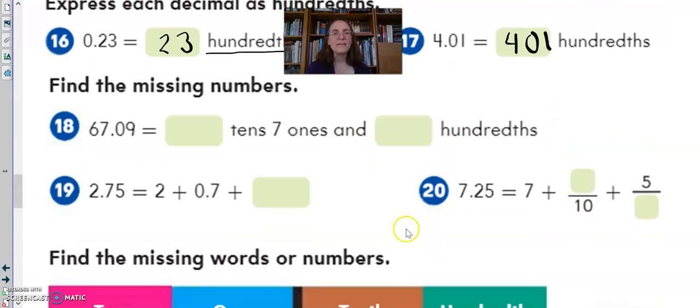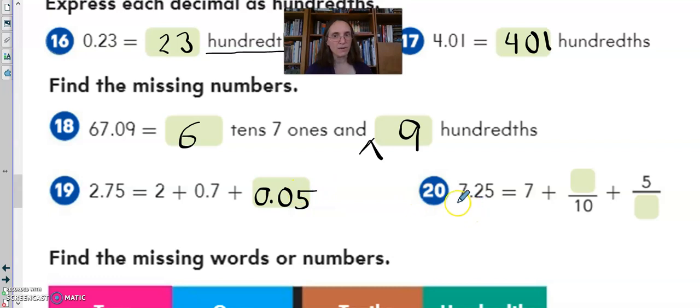Ooh, missing numbers here, breaking all these different big numbers into pieces and parts. 67 and 9/100ths, and this is that word form, is 6/10, 7/1, and 9/100ths. Now, if you wanted to put 0/10 in there, you can, but you don't have to. 2 and 75/100ths would be the same as 2 whole ones, 7/10, and I've got to get the hundredths over there. I'll use my hero 0 to shove that 5 over into the hundredths place.